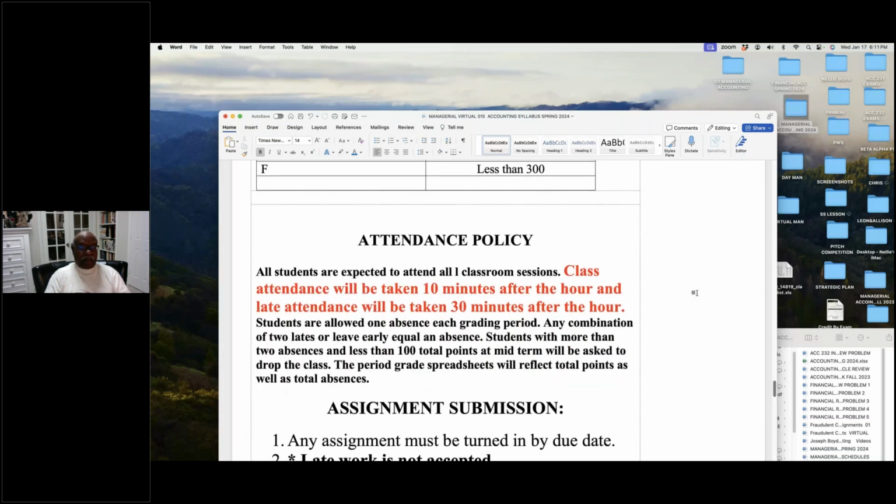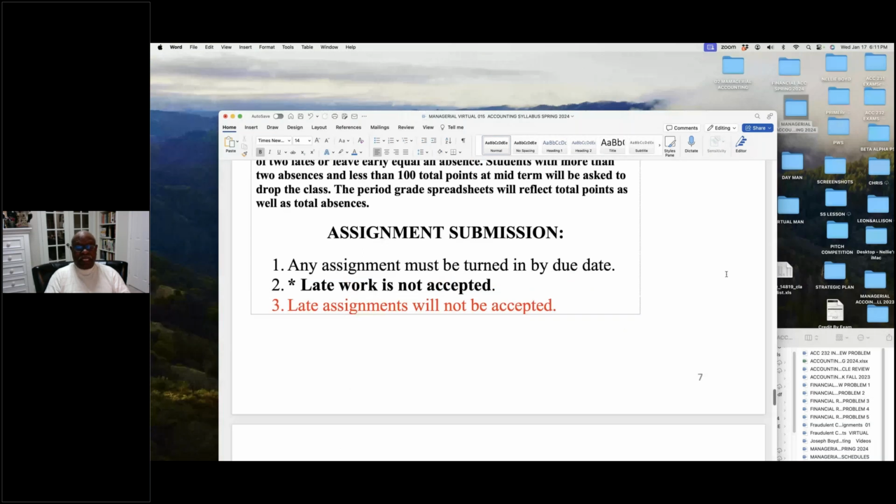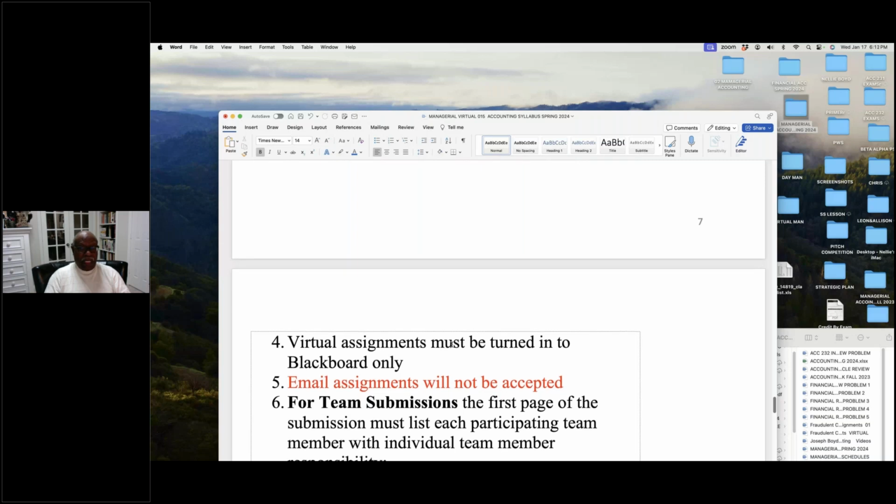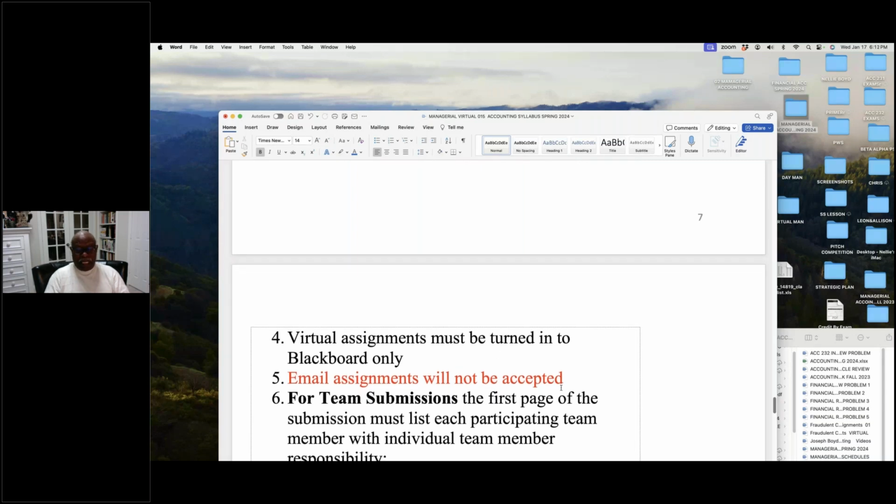Your assignments have to be turned in by the due date. Late work is not accepted. All your assignments are virtual, so they have to be turned in on Blackboard. Email assignments are not accepted.